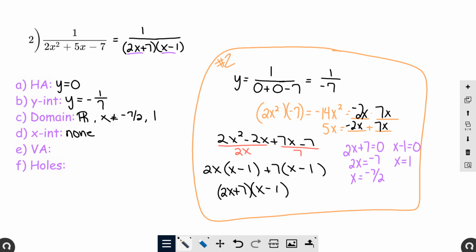Remember, VA is pretty much the same, except now we look at the denominator. We already took our denominators, set them equal to 0 and solve. So x equals, good. And I don't know why I put x equals again for the second one. You could have just put comma 1. I just kind of kept going. So those are those denominator pieces.